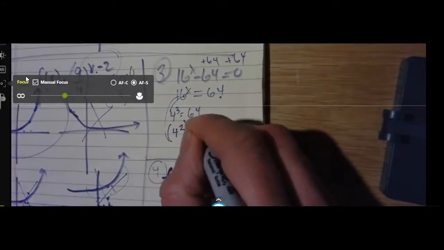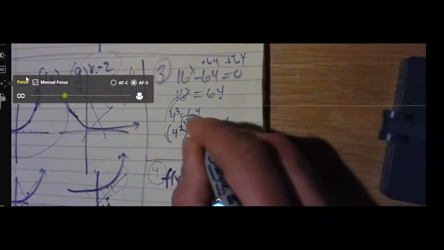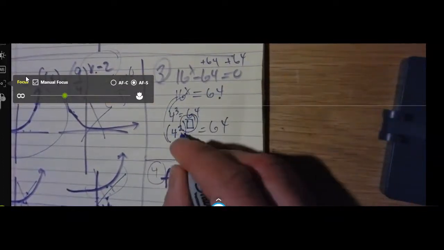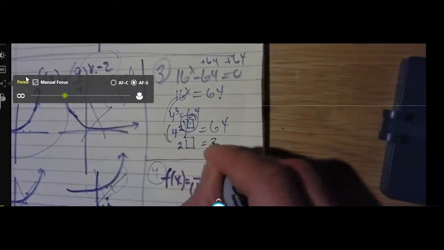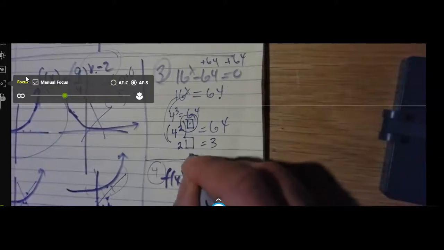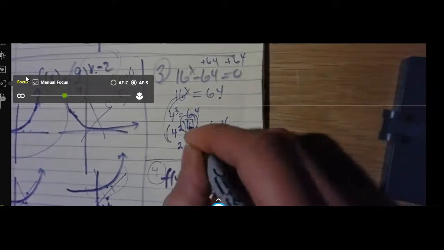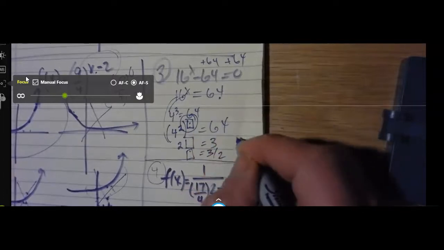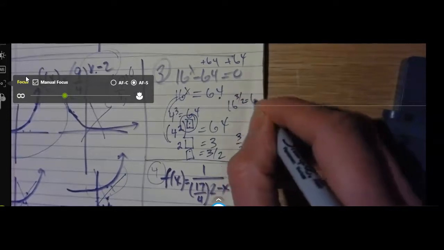4 to the 2nd power to something else is equal to 64. Well, we need to make that a 3. Well, using the power rule, we have to multiply, so it's going to be 2 times something equals 3 to make that work. So therefore, that something has got to be 3 over 2. So therefore, the answer is 3 halves. So therefore, 16 to the 3 halves power equals 64.